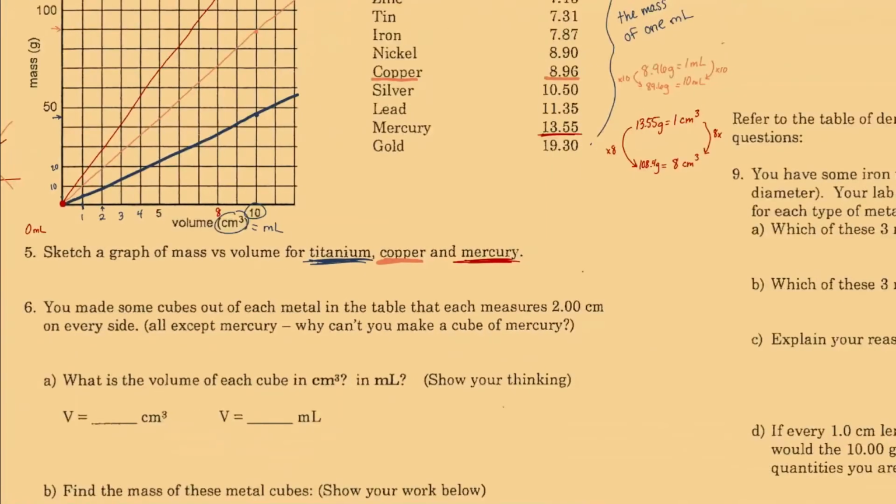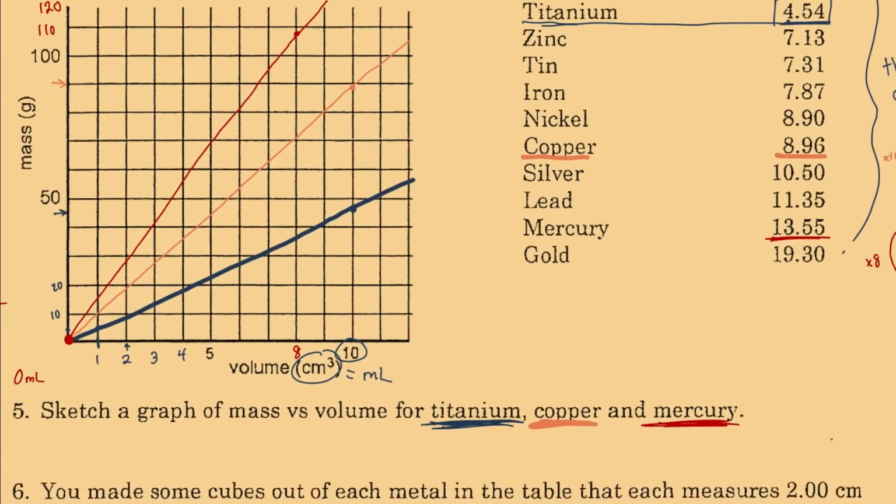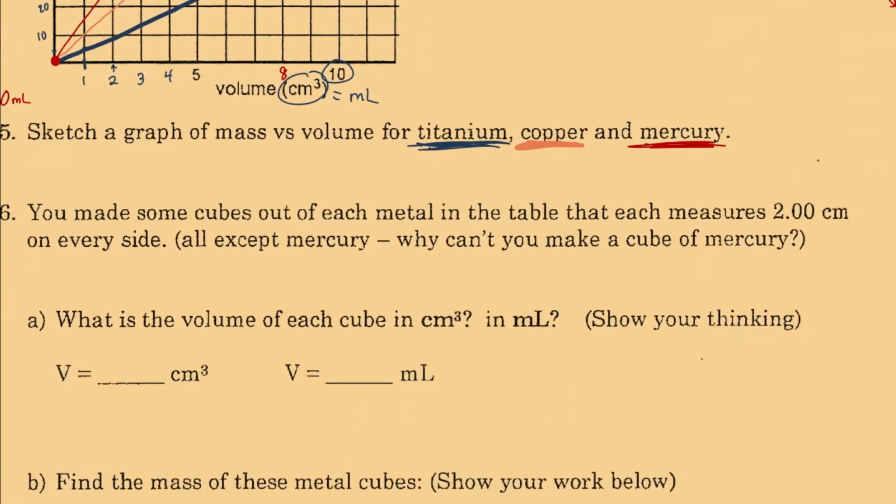Okay. So there we go. That's what our graph should look like. We should have 3 very distinct lines with different slopes. Let's move on to 6.